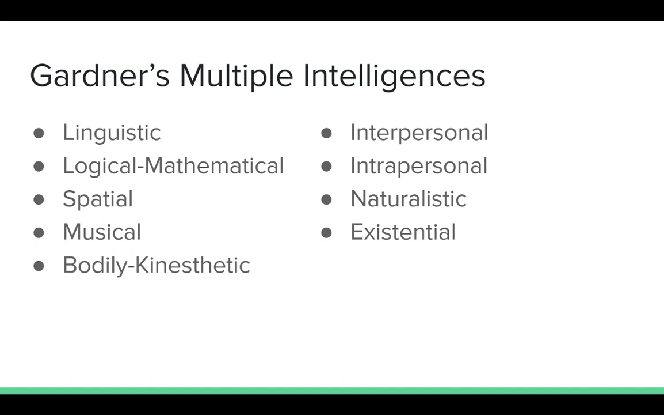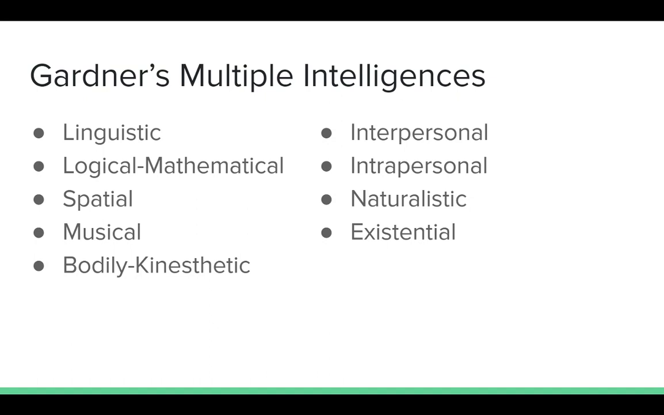Naturalistic intelligence is knowledge of the natural world, so like biology, geology. You understand a lot about nature. Later, Gardner added existential, a 9th level of intelligence, and this is kind of thinking about the big picture. It's like philosophy, thinking about the meaning of life, thinking about the big questions.